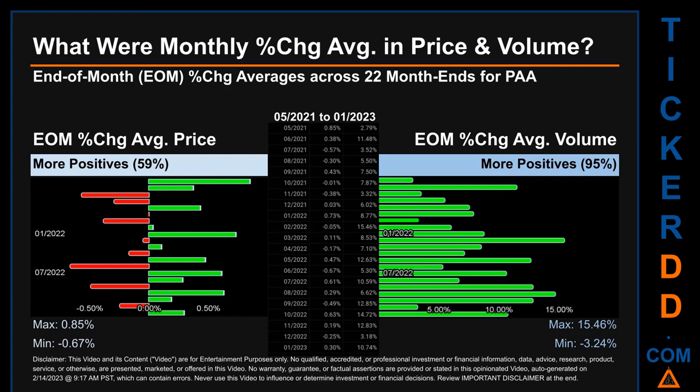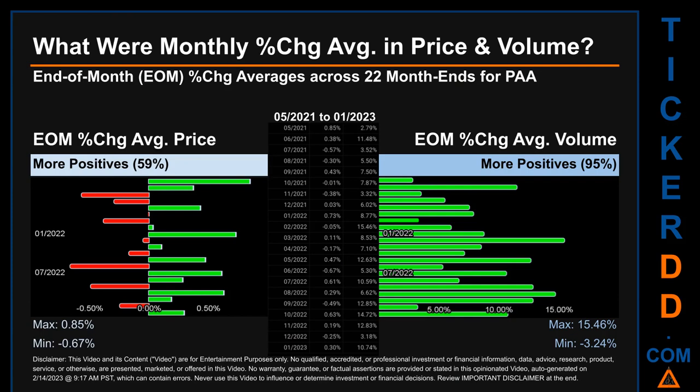What were end-of-month percentage change averages in price and volume for PAA? The monthly average of percentage change, in price and in volume, were calculated for each of the 22 month ends. That calculation took daily percentage changes and averaged them for each given month. If a month end came out negative, then it means that the month summarily saw a negative change.